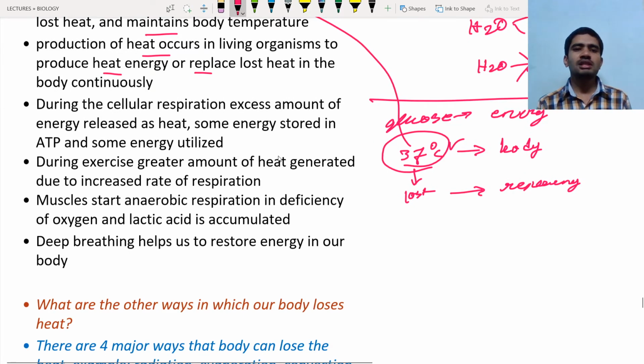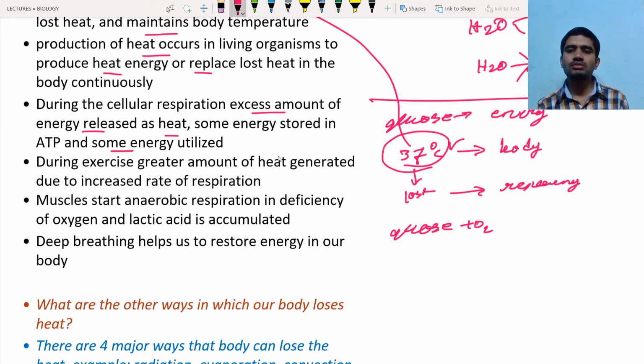During cellular respiration, the excess amount of heat is released as heat. Some energy is stored in the ATP and some energy is utilized. When glucose plus oxygen is used, that is the oxidation of glucose, which is nothing but cellular respiration, the energy will be produced plus carbon dioxide plus water. Now the question is, what about this energy? Some amount of energy will be released in the body, and it is utilized on the spot.